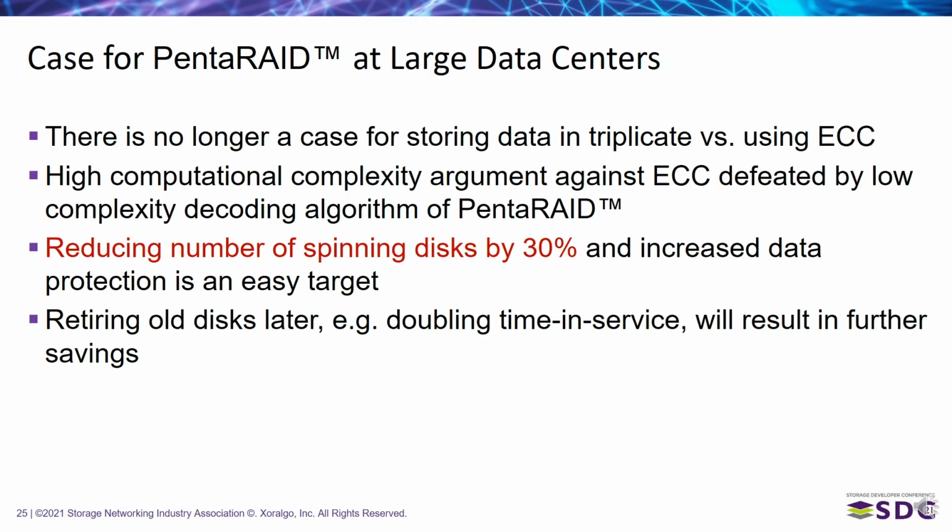Let's make a case for PentaRAID at large data centers. There is no longer a case for storing data in triplicate versus using strong ECC. The high computational complexity argument against ECC is defeated by the low complexity decoding algorithm for PentaRAID. Reducing the number of spinning disks by 30% and increased data protection is an easy target. Also, retiring old disks later, for example doubling the time in service, will result in further savings.